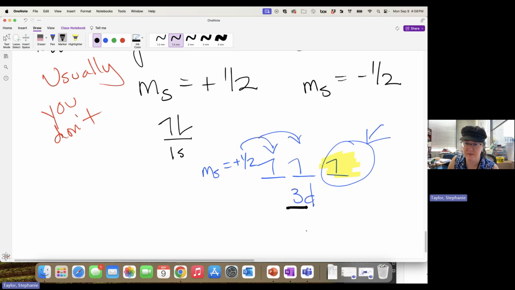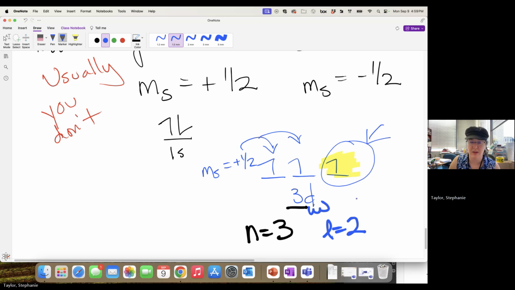I have a value of 3, which is my value of n. I have D, so D means that l is equal to 2. Then, this is a tricky one, I don't really have my m sub l values. I understand that for me, I'm just going to say -1, 0, +1. This is where, if this was a short answer question, we would actually accept any. Wait, I did D.